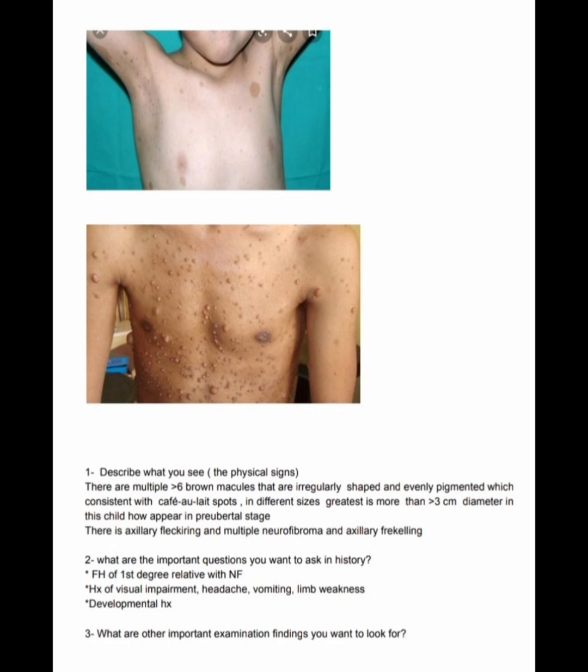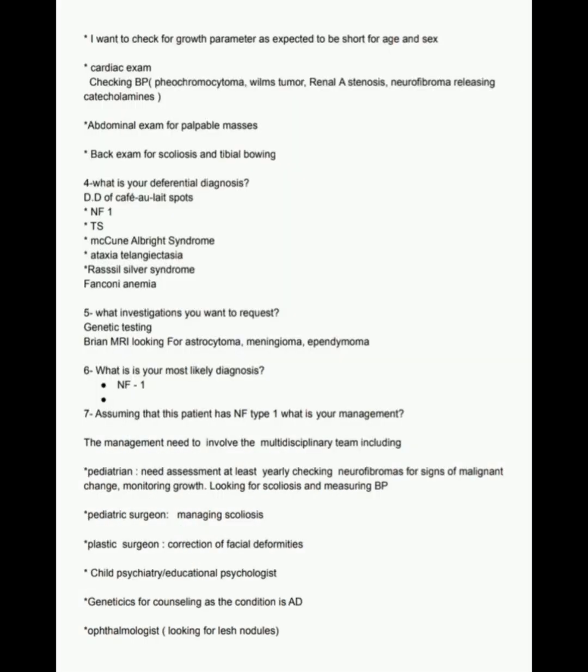Now the third question is, what other important examination findings do you want to look for? What examination do we search for in a neurofibromatosis patient? I want to check growth parameters, as the child is expected to be short for age and sex. Cardiac examination, checking blood pressure because of pheochromocytoma, Wilms tumor, renal artery stenosis, and neurofibromas releasing catecholamines. Abdominal examination for palpable masses and back examination for scoliosis and tibial bowing.